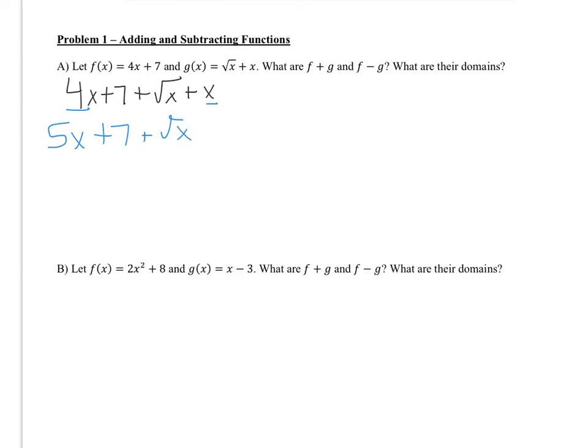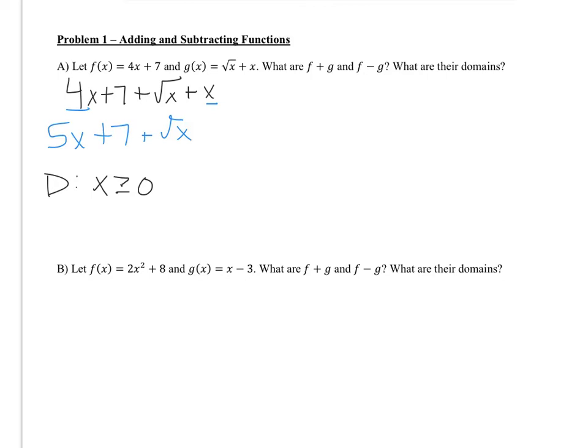Now I'm talking about my domain here. So if I'm looking at my domain, this is where I have to be careful. So if it was just the 5x plus 7, we would say all real numbers because it doesn't matter what x would be. However, since we have the square root, we cannot take the square root of a negative. So my domain here would be x has to be greater than or equal to 0. Because if we have x is equal to 0, we can take the square root of 0. Sure we can, but we can't take the square root of a negative. So that would be the first one.